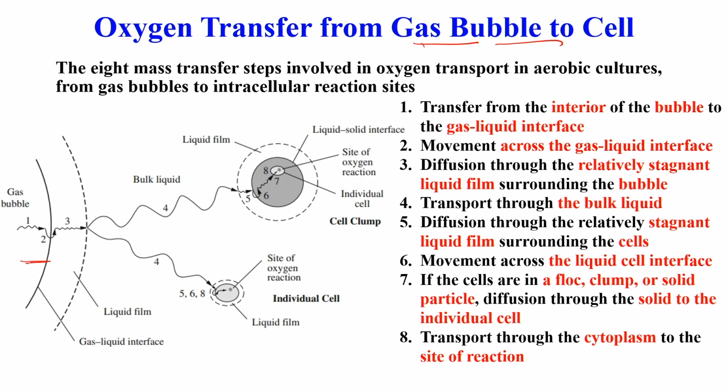Now, let us go ahead with the transfer of oxygen from the gas bubble to the cell. This is the gas bubble, and from the gas bubble to the cell, we have divided the path into 8 different steps, 1 to 8. What is the first step? The transfer from the interior of the bubble to the gas liquid interface. Then second is movement across this interface. Third, that is the most important: at the interface there is a boundary layer or liquid film.